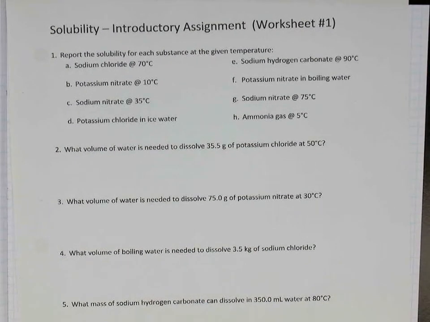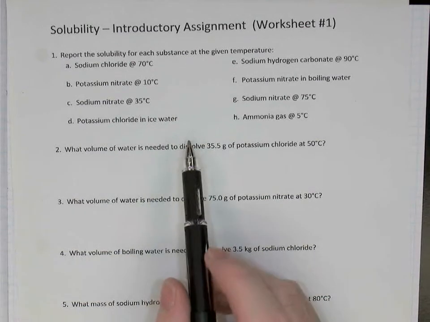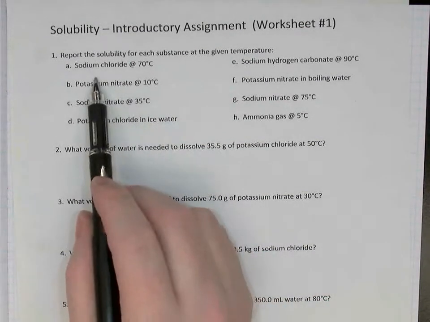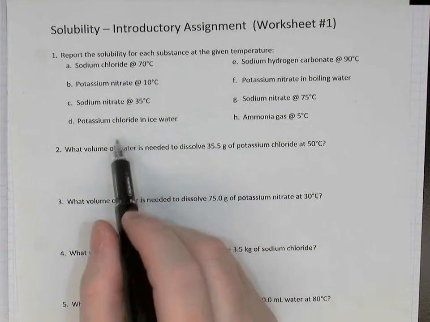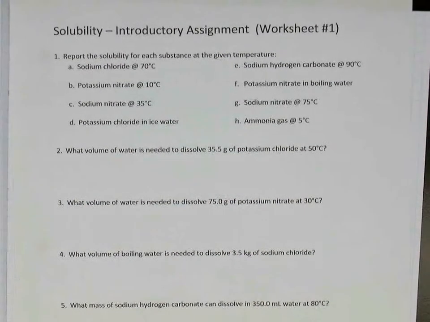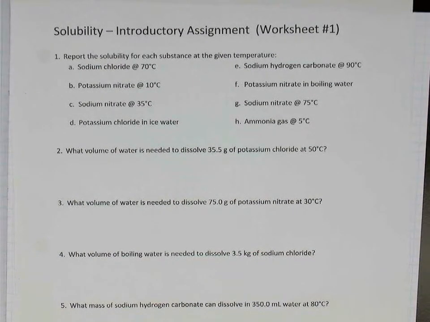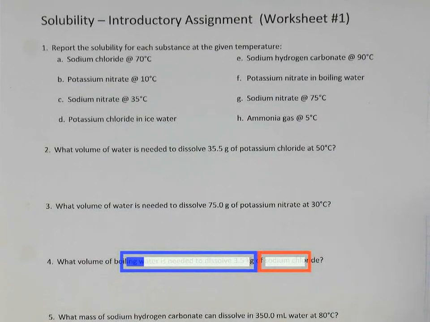The first problem is just a question to get you to read the graph, to read it accurately. So we want to know what is the solubility of each substance at the given temperature. Pause the video if you're doing this as a review and see if you can do these yourself. So the first one, sodium chloride at 70 degrees Celsius.